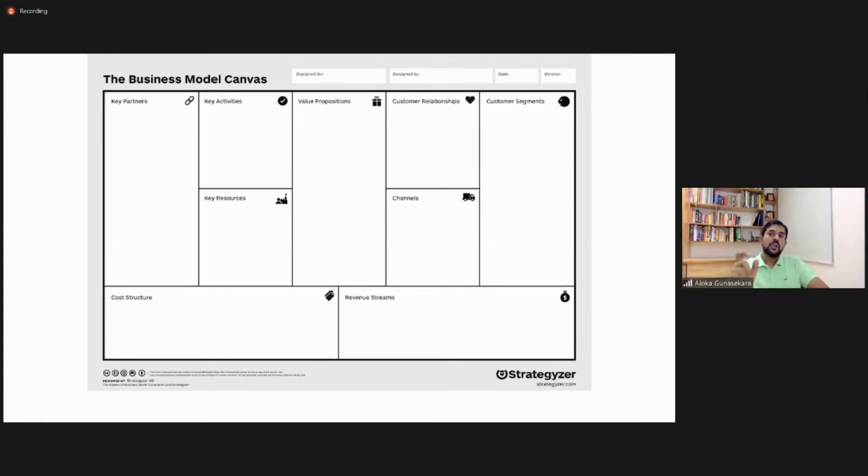Now, once you identify your customers, you can go on to value propositions. Like I said, this is the order that I would do the business model canvas. I first do the customer segments and then I move to value propositions. In value propositions, for each customer segment, I try to identify as many value propositions as possible, at least one.